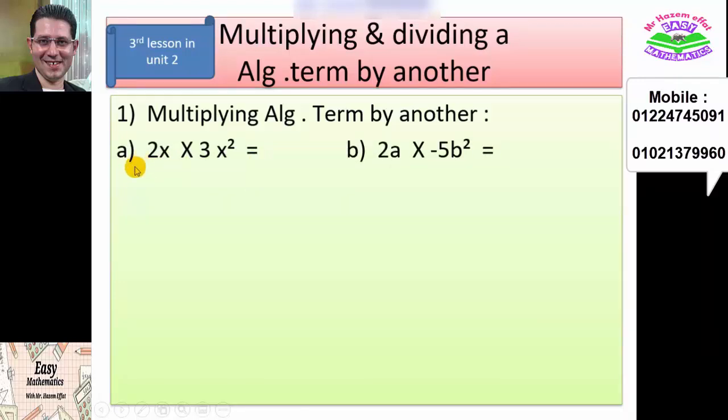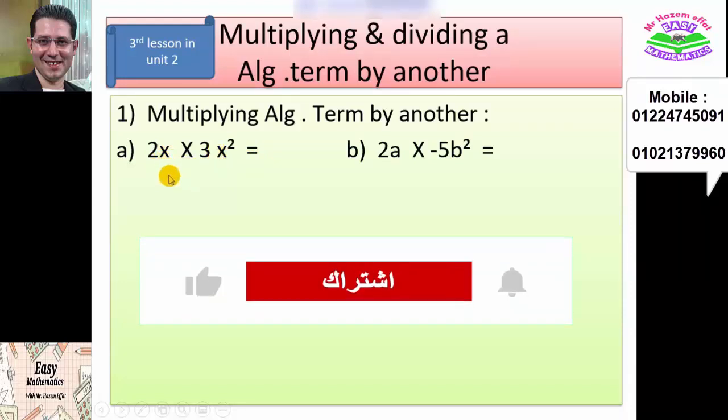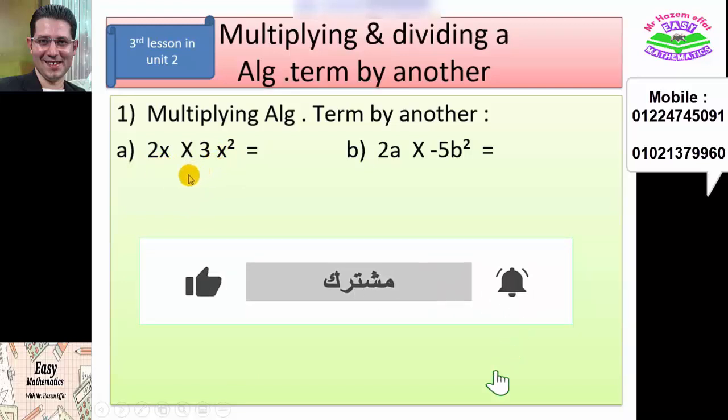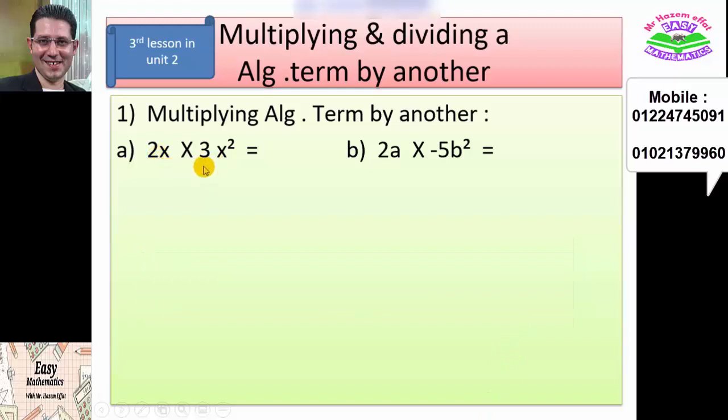In exercise C here, he gave me 2x multiplied by 3x power 2. We note here something: they are not like algebraic terms. When we multiply, not add, they are not like algebraic terms. How do we multiply two algebraic terms? In this case, we just multiply the two coefficients by each other. 2 multiplied by 3 equals 6.